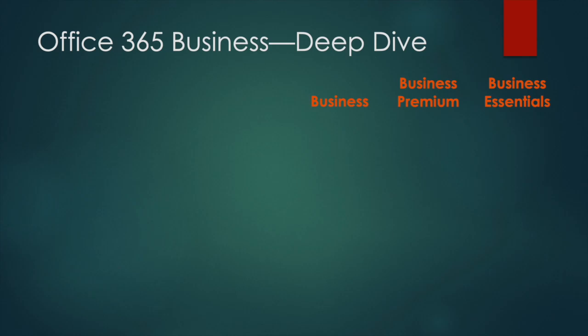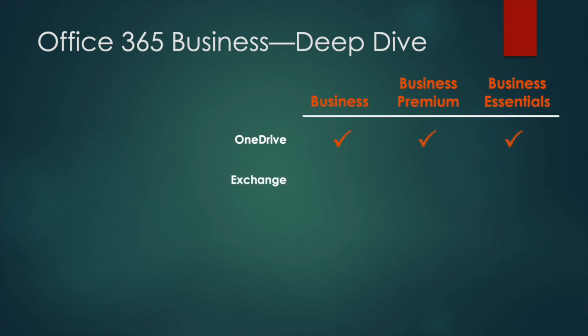Let's chart them out starting with the services. First is OneDrive, Microsoft's cloud syncing storage offering. It's available on all 3 tiers. Next is Exchange, an email server available on Premium and Essentials. The same for SharePoint, a collaboration platform, and Microsoft Teams for chat, meetings, notes, and attachments. It's offered on Premium and Essentials. And by the way, Microsoft has announced that Microsoft Teams will eventually replace Skype for Business.